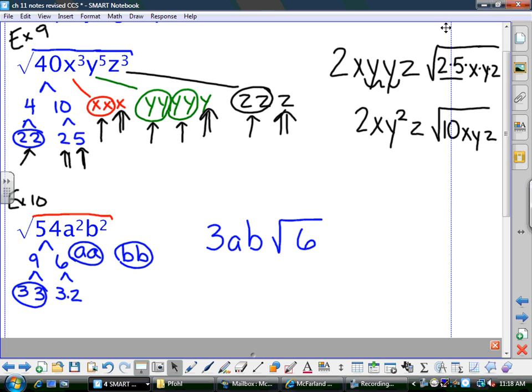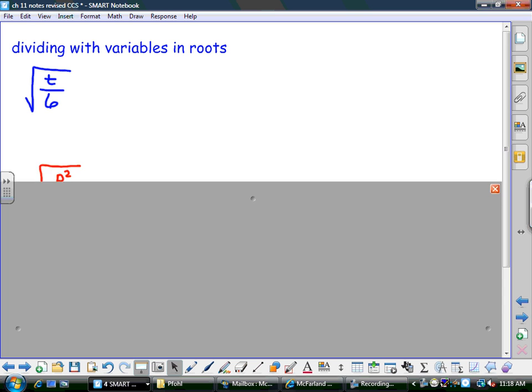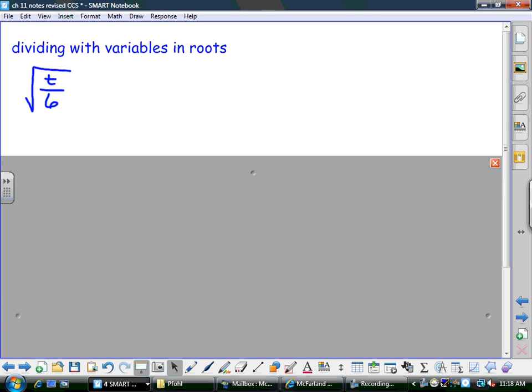We are also going to divide with square roots. So we're going to divide the square root of t over 6. And this is kind of like yesterday, except for it has a variable in it. Yesterday when we did problems like that, we split it up into the square root of t over the square root of 6. And we said you have to get rid of the square roots on the bottom. This is one where it's nice.